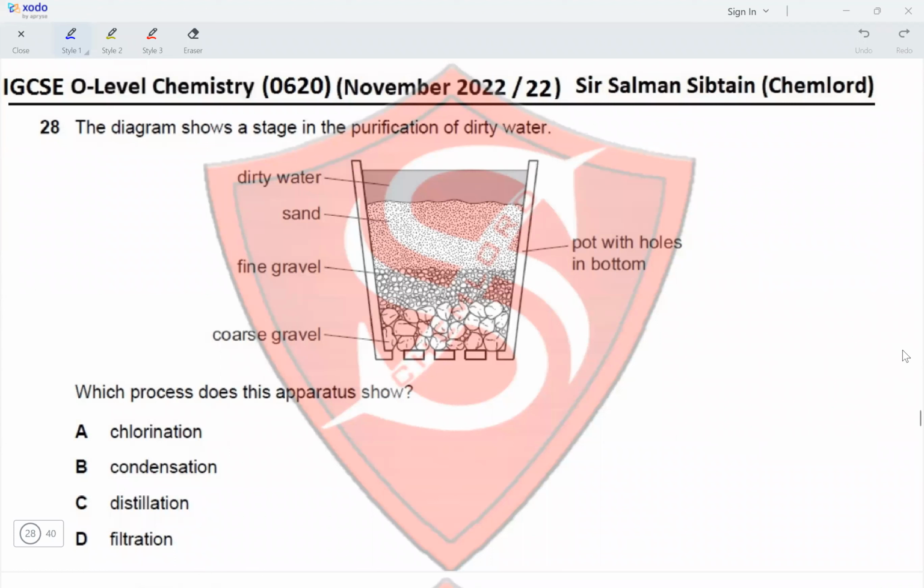Question 28. The diagram shows a stage in the purification of dirty water. So dirty water is passed through sand, then it is passed through fine gravel, then it is passed through coarse gravel. Okay, so basically it is being filtered here. So which process does this apparatus show? Chlorination? No. Chlorination is addition of chlorine. Condensation? No. That is conversion of steam to liquid water. Distillation? No. That is boiling of a mixture to separate an individual liquid. And filtration, yes, we are passing water through different sizes of filtering material. So option D is the correct option for this question.